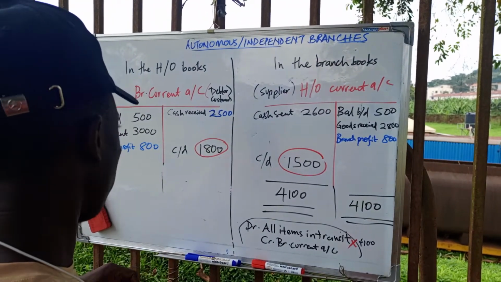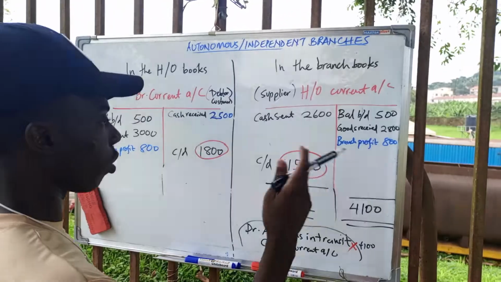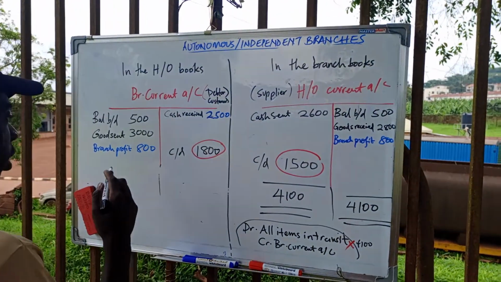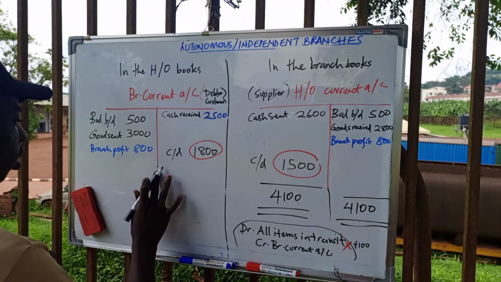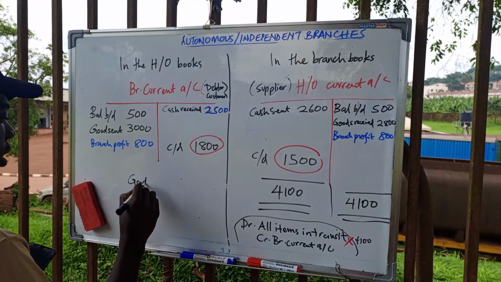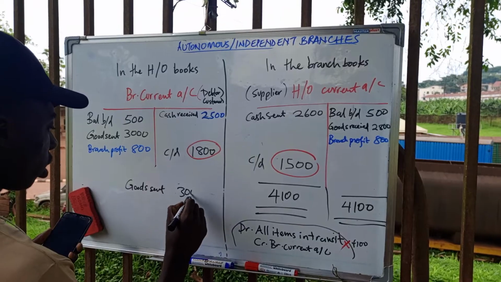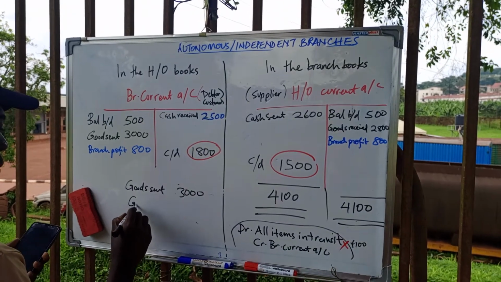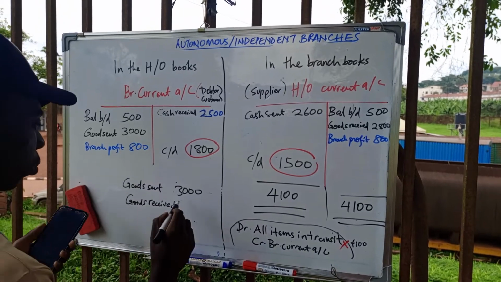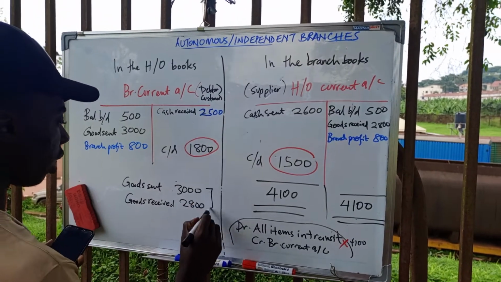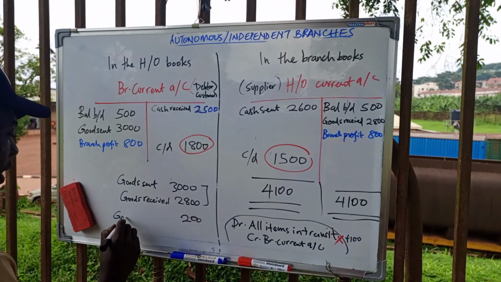So I check for items in transit. One way of checking for them, you check whether the goods that were sent are equal to the goods that were received. So what was sent, for instance, in the question they are saying goods sent were 3,000, but what was received, goods received, is 2,800. So it shows you that there is a balance of 200. So this balance of 200 is what we call goods in transit.